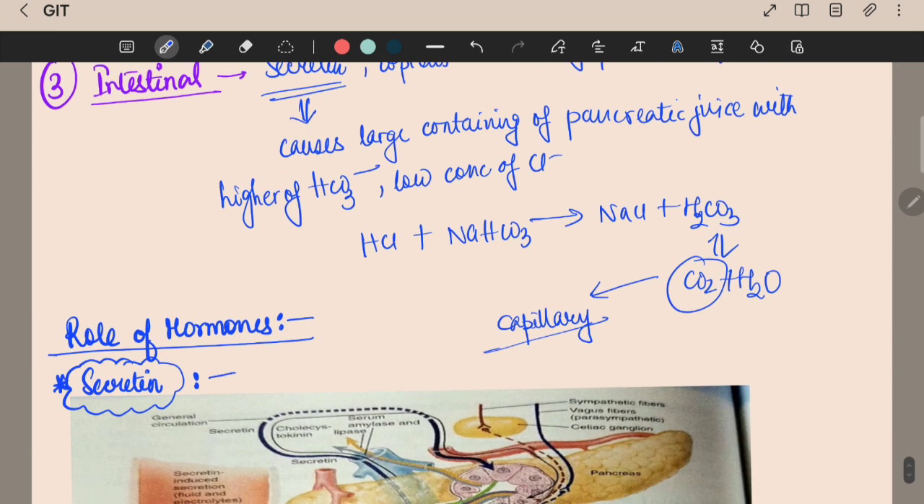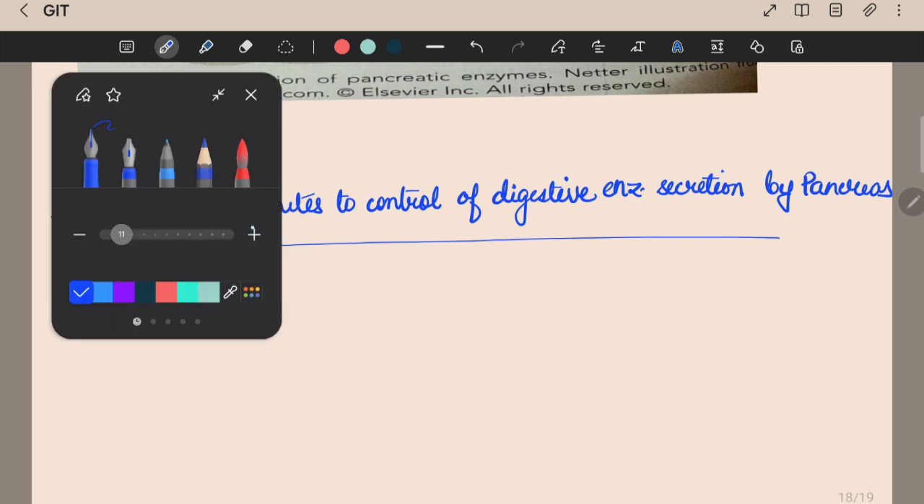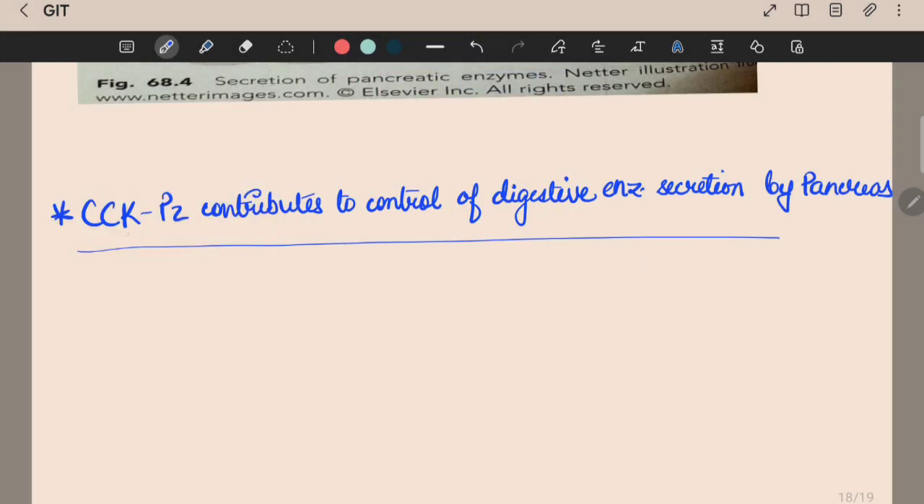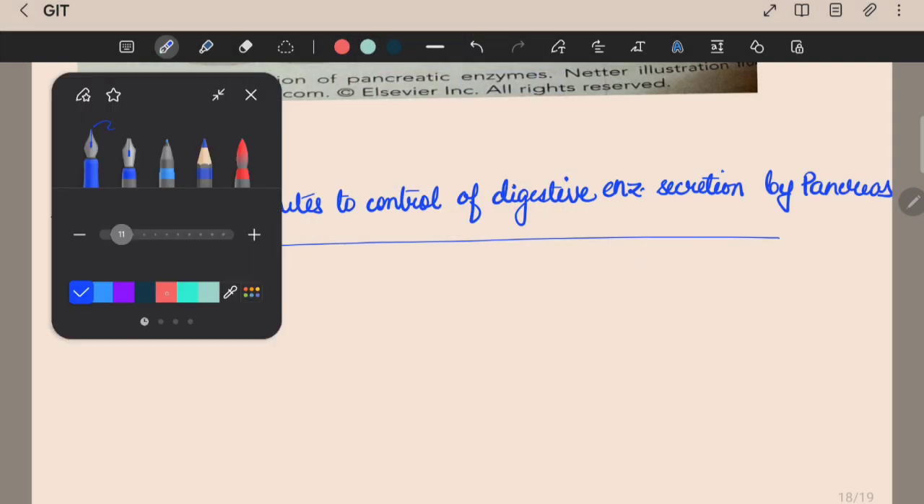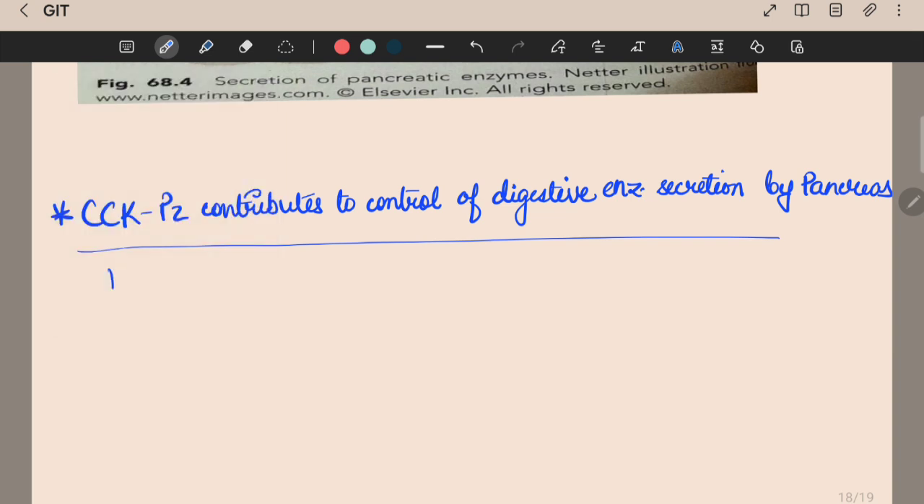Now cholecystokinin, that is the role of hormones. Under that we talk about how cholecystokinin also contributes to the control of the digestive enzyme secreted by the pancreas. So cholecystokinin, now let's discuss it. How does this cholecystokinin contribute? So over here, see, cholecystokinin will contribute to the control.